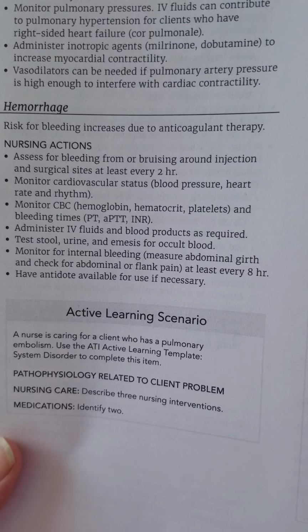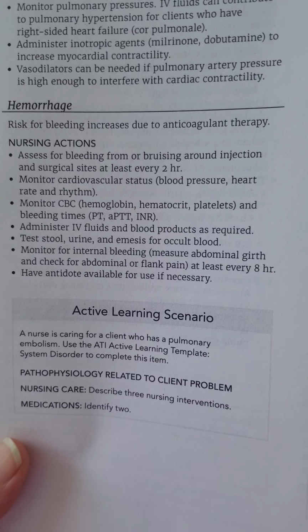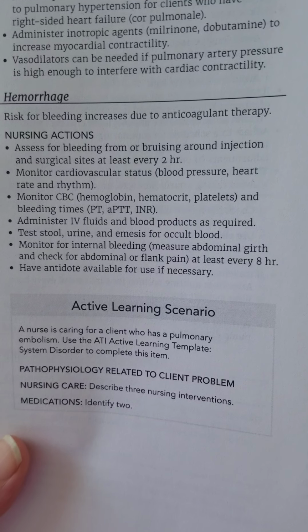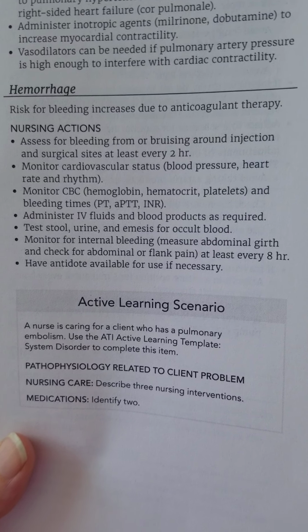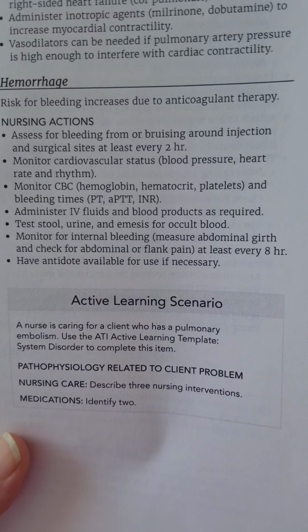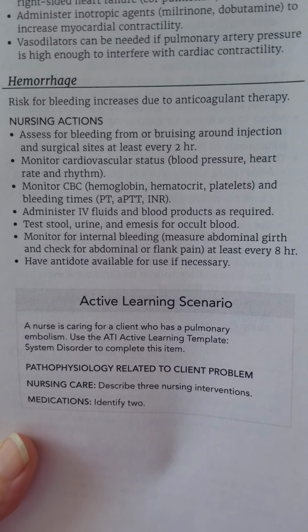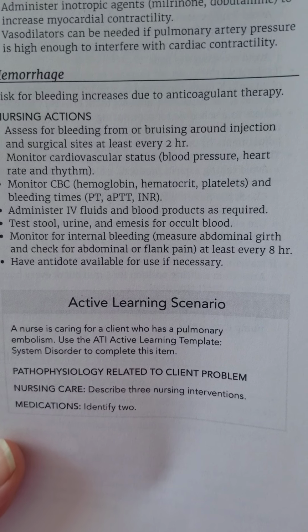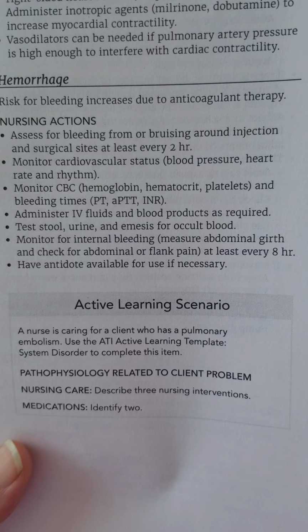Nursing actions are to assess for bleeding from or bruising around injection and surgical sites at least every 2 hours. Monitor cardiovascular status, such as blood pressure, heart rate, and rhythm. Monitor CBC, hemoglobin, hematocrit, platelets, and bleeding times, PT, APTT, and INR. Administer IV fluids and blood products as required. Test stool, urine, and emesis for occult blood.